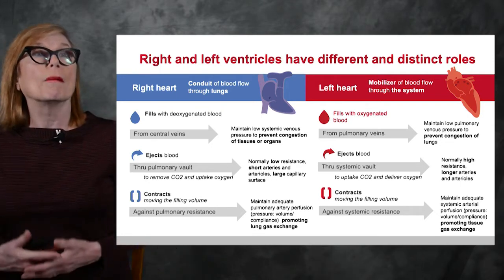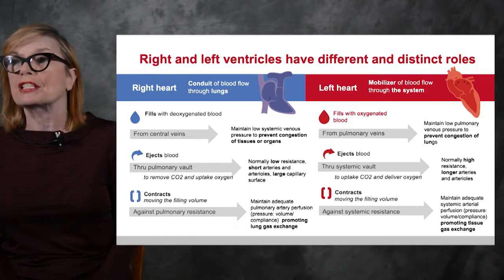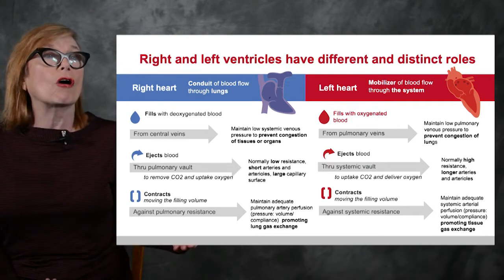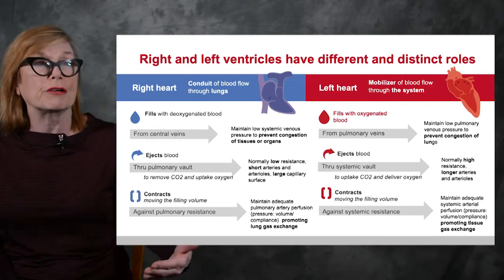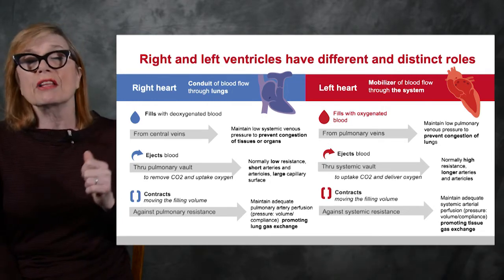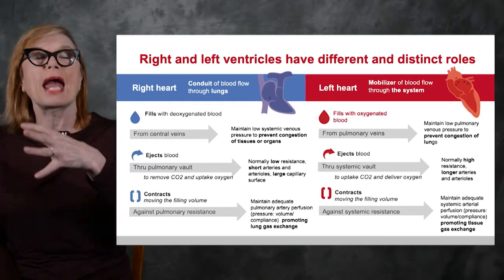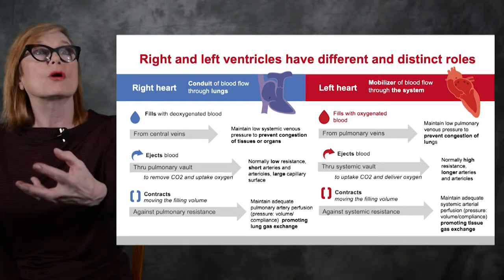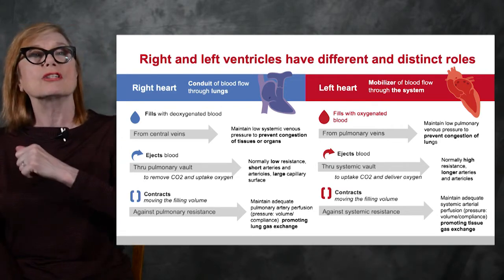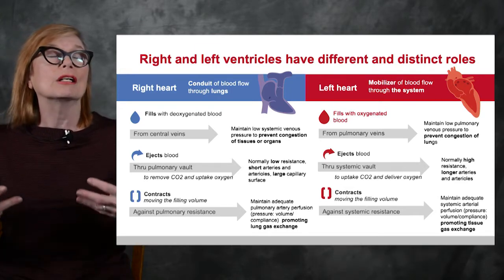The left ventricle boluses blood or ejects blood into the systemic vault, which is an area of extraordinarily high resistance because of the longer arteries and the longer arterioles and the short capillary surface. Now, the goal of the left heart is to deliver oxygen to the cells and to uptake carbon dioxide. So to remove respiratory and metabolic waste and deliver oxygen to the tissues. And it does that, of course, through its viable contraction.